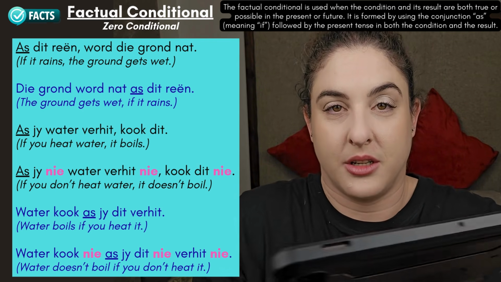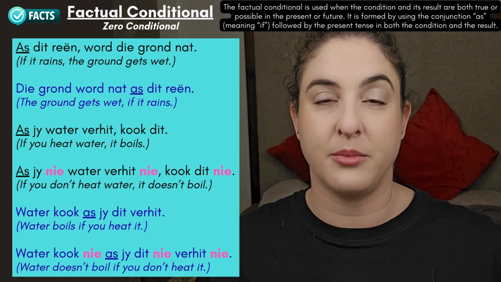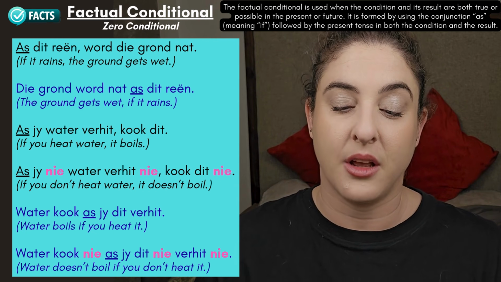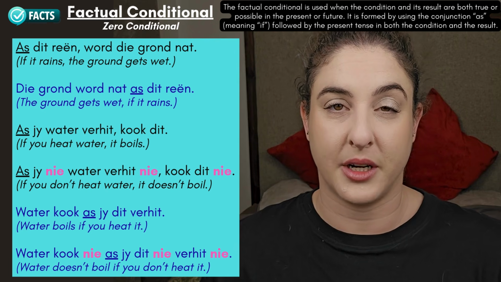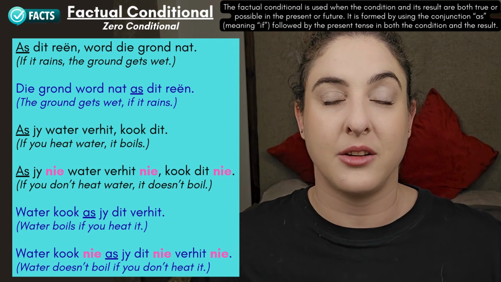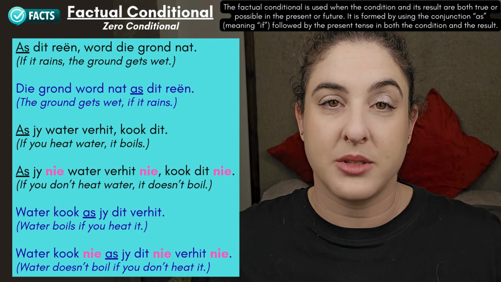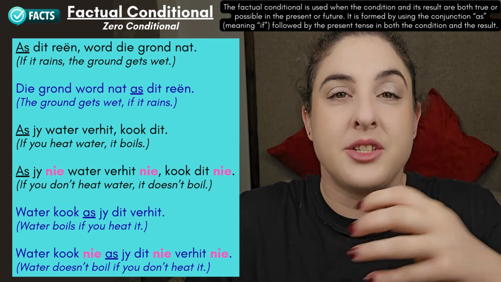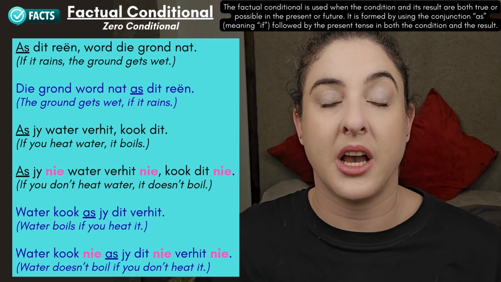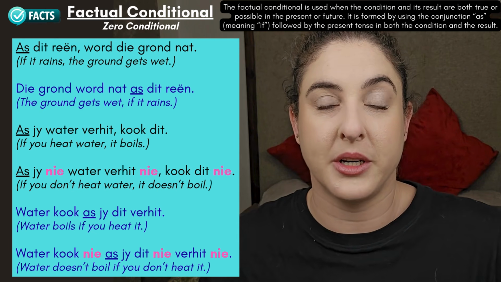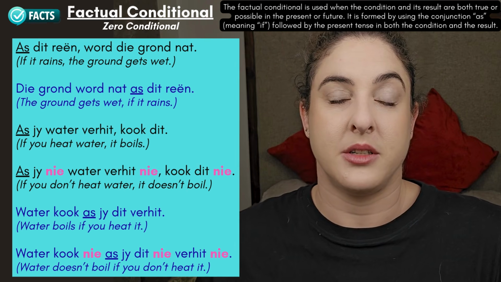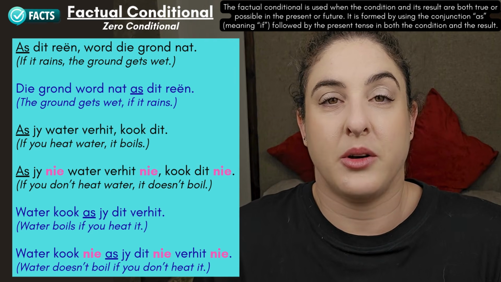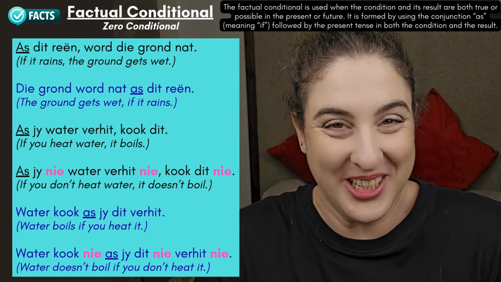When you change those two parts around and part 1 is in the beginning and the conjunction is in the middle of the sentence, like that example that says water kook as jy dit verhit, you will see that water, when the "as" was in the beginning of the sentence, was in part 2. And when you changed it around, water did not travel to the other side of the conjunction with the rest of the words. Water swapped places with dit. It swapped sides with dit. Water is now in part 1 and it used to be in part 2.